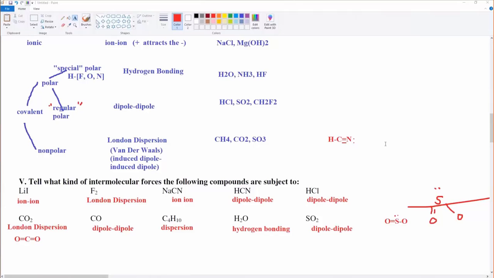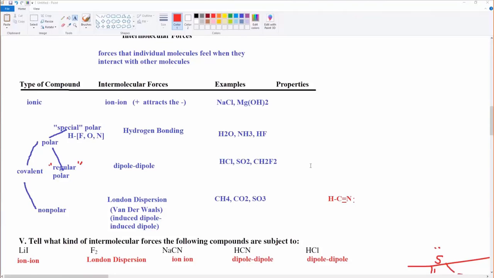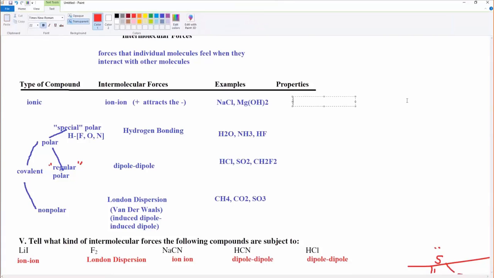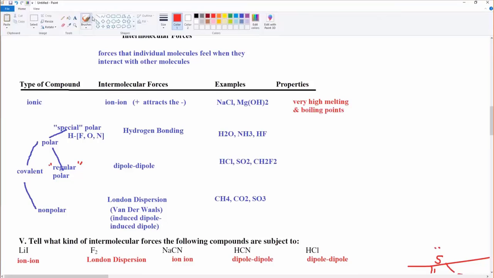Okay, all right. So we've got an extra column here we never filled out. What are the properties of these things that arise from having these kind of intermolecular forces? That's the next question. Well, the stronger the forces that are binding the pieces together, then that's going to give us some interesting properties. So for instance, for ionic compounds, we find that they tend to have very high melting and boiling points, okay?